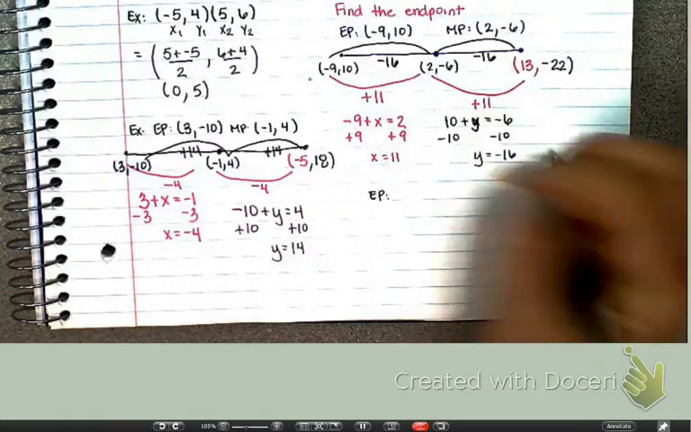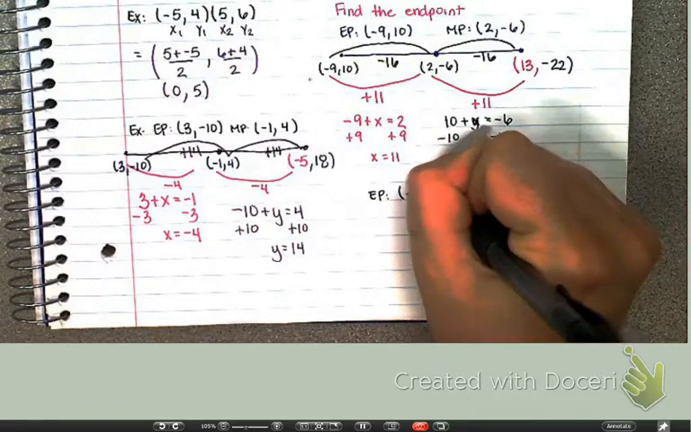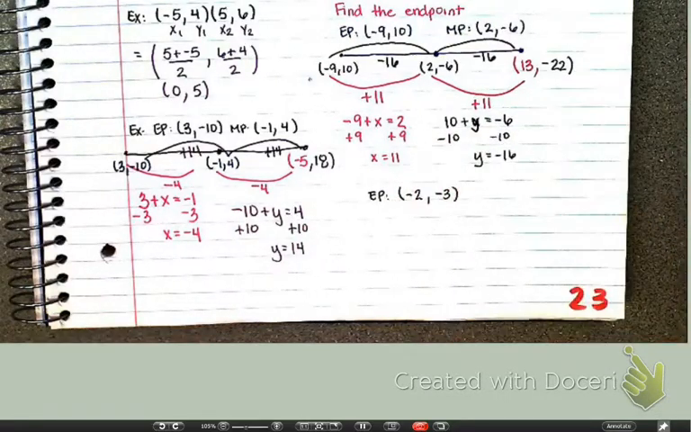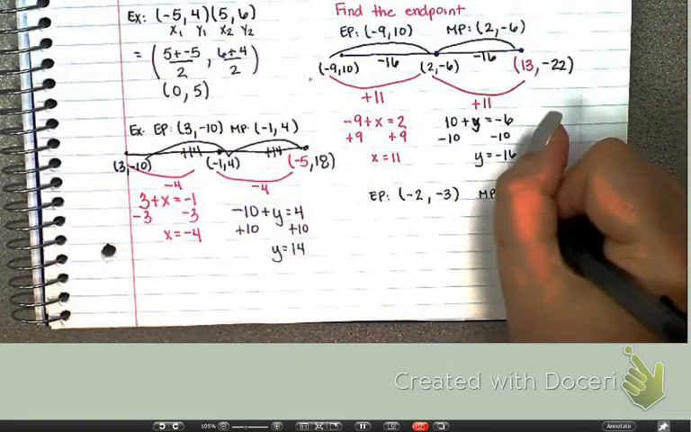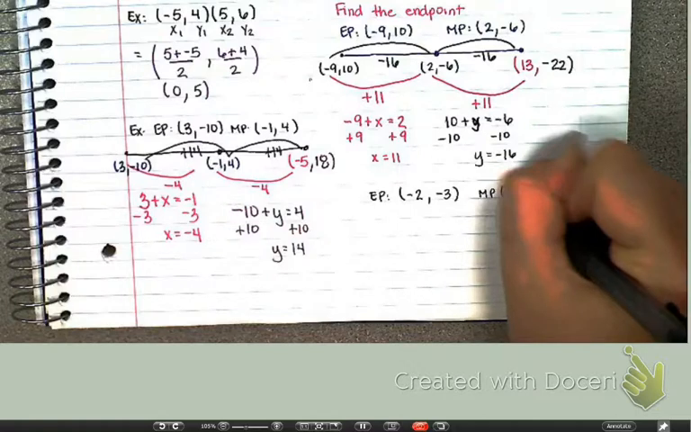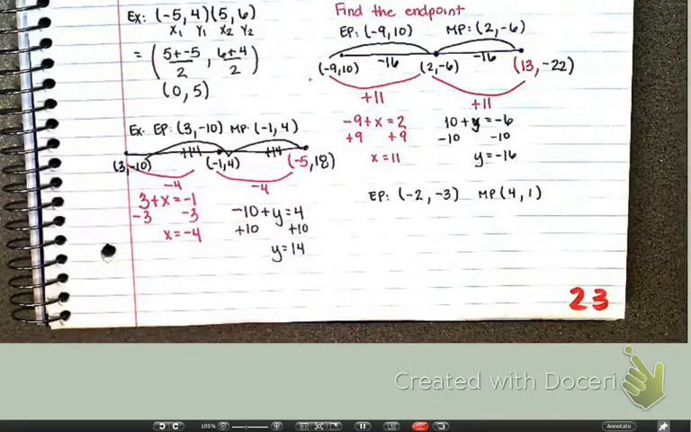Let's have an endpoint of -2, -3, and a midpoint of 4, 1. Okay, so take a second and I want you and or your group to figure out what that is.